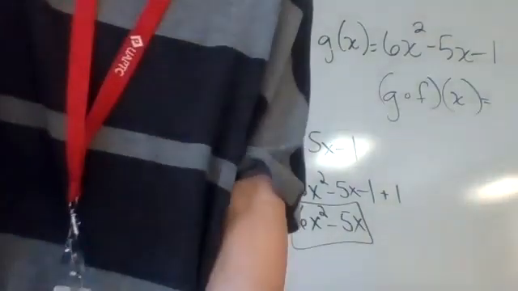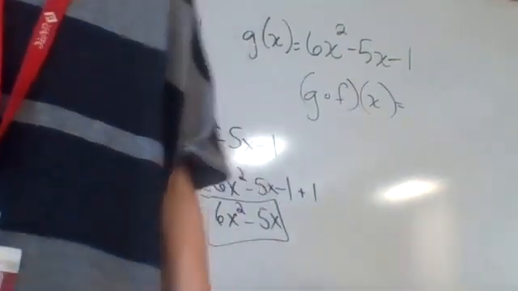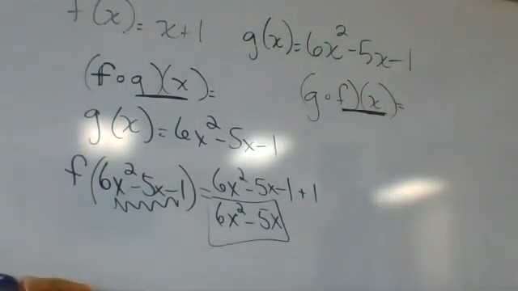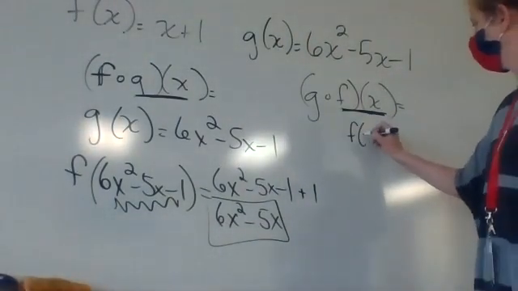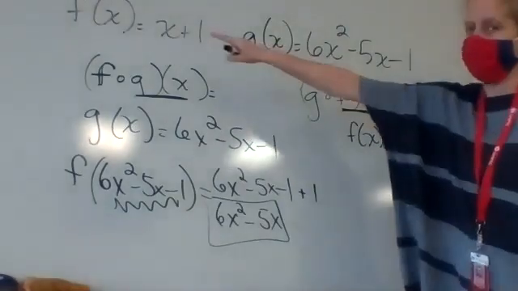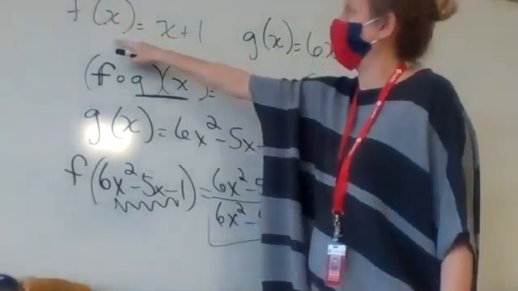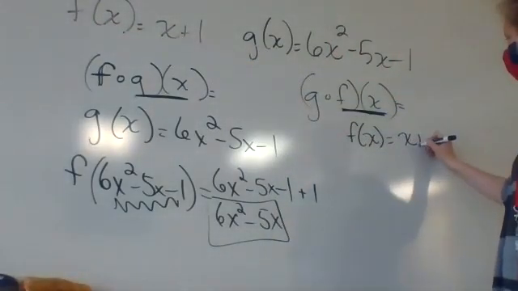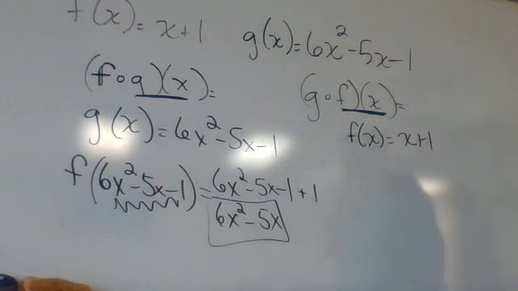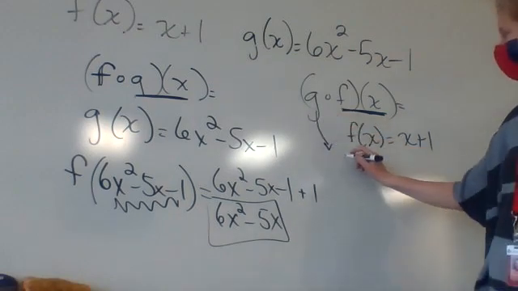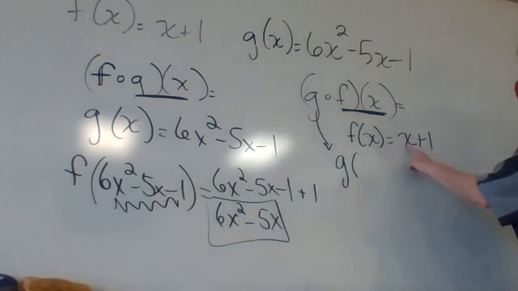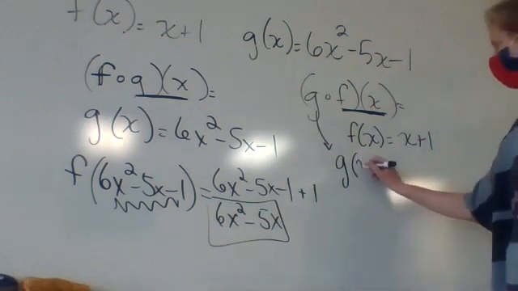Now, this one's a little bit more drawn out. The first thing you're going to find is f of x. So this tells me I do know what f of x is. F of x is x plus 1. So I'm done with the first step. Now I'm finding g of my last answer. What was your last answer? It was x plus 1.